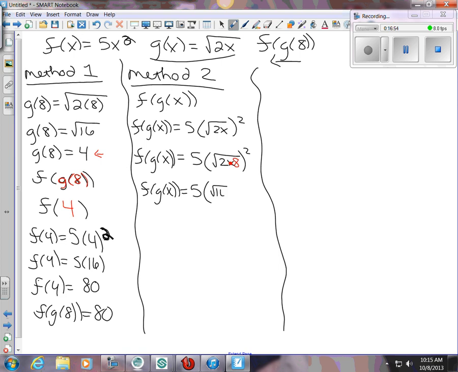So we get the square root of 16 squared. What's the square root of 16 squared? 16. What's 5 times 16? 80. So did I get the same exact thing? Yeah, absolutely. Okay. So both ways will get you to the same place. I prefer this one. I find that there's less mistakes to be made, but whatever one you're more comfortable with, you can do. Method 3.